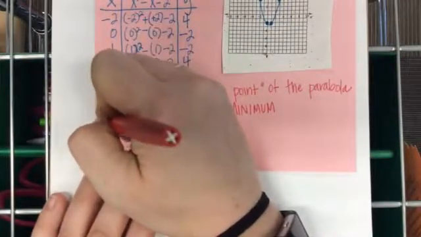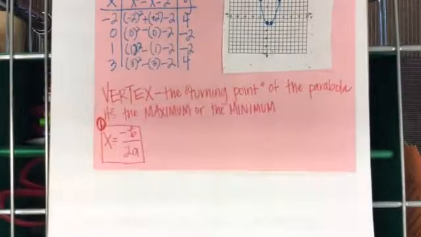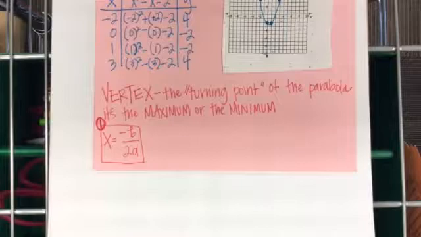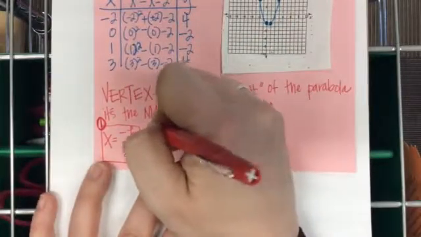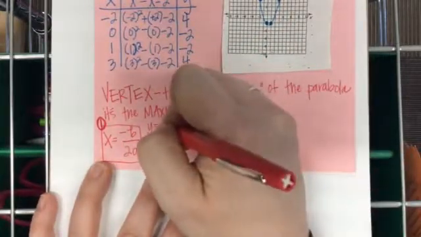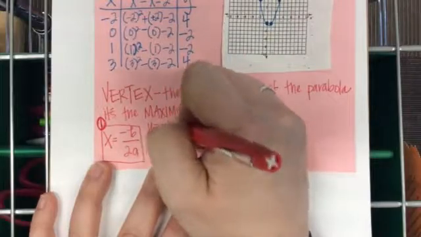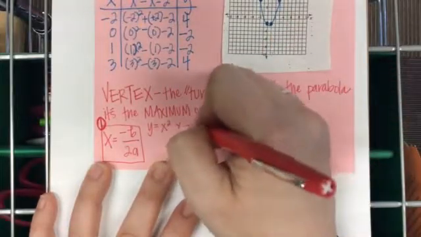And if I remember that, I can always find the vertex. 100% of the time? 100% of the time. So let's try to find the vertex in this problem. So y equals x squared minus x minus 2.